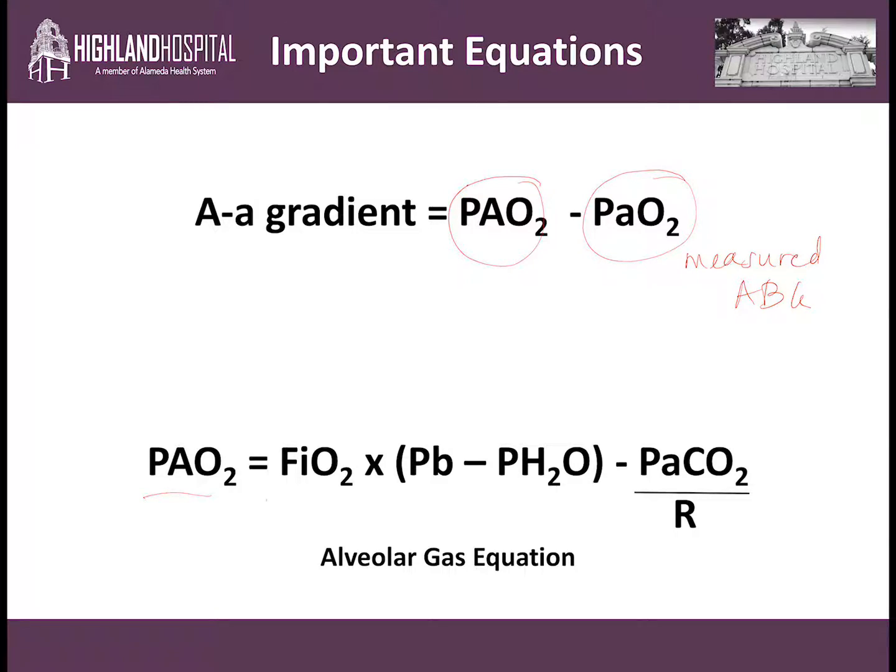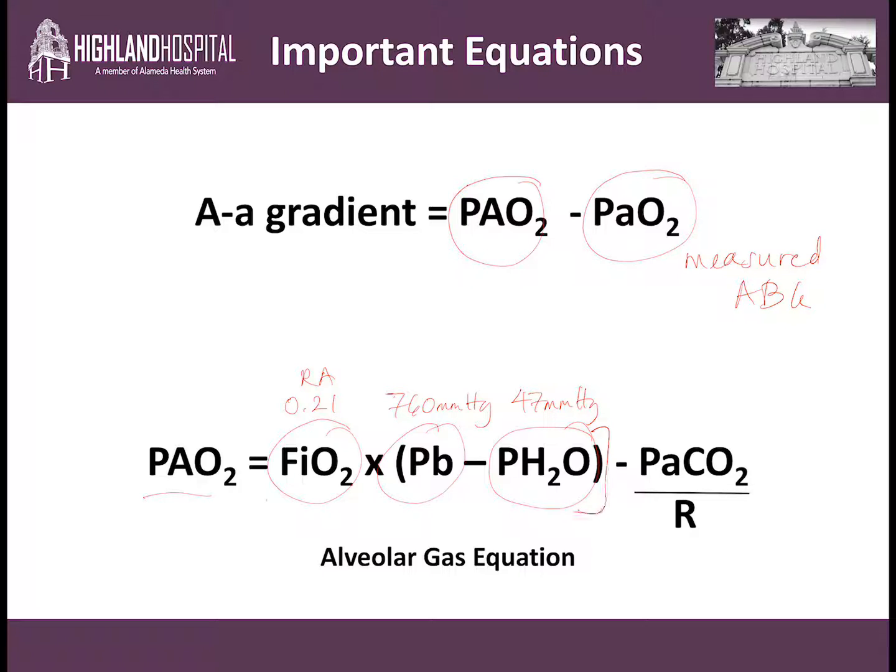So the mean alveolar oxygen pressure is equal to the fractional concentration of inspired oxygen, that's FiO2. This is usually about 0.21 at room air. You multiply this by the barometric pressure. This is 760 millimeters of mercury at sea level. And you subtract the water vapor, and this is usually about 47 millimeters of mercury.